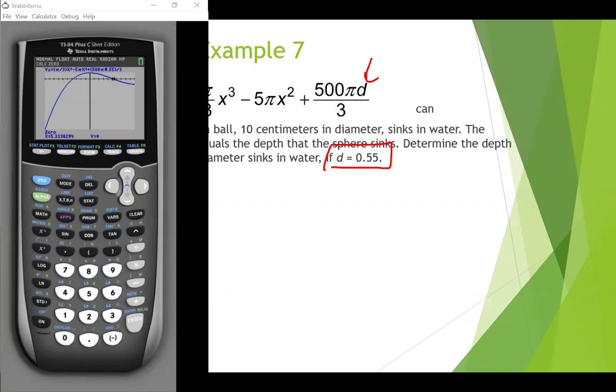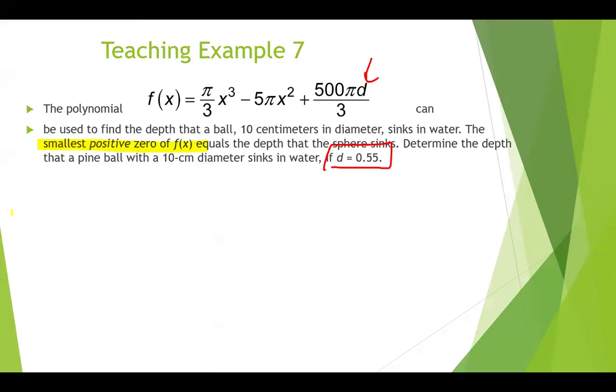Okay. Again, word problems are not the hardest problems on the test. You just have to read them. It told me here, what am I looking for? It says it, right? I didn't have to think. It says smallest possible zero. Did we find it? Yes. What was it? 5 point. That's good enough, right? Yeah. And that would be the depth.